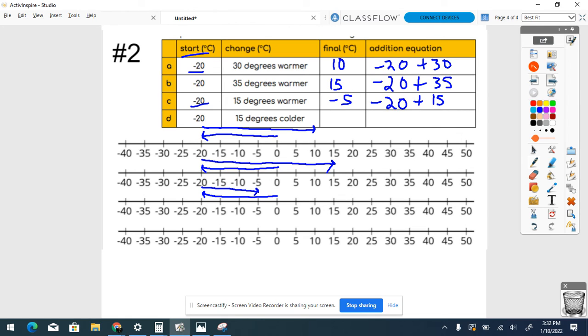And our final one. I start at negative 20. I am 15 degrees colder this time. Well, if I'm getting colder, the temperature is going down. And remember, if temperature goes down, I need to use negative numbers. So I'm going to add a negative 15 because I'm getting 15 degrees colder. So again, my first arrow goes to the starting point, which is negative 20. And now I'm going 15 degrees colder. So starting here, I need to go to the left 15 because I'm adding a negative number. So 5, 10, 15. And my second arrow points to negative 35.